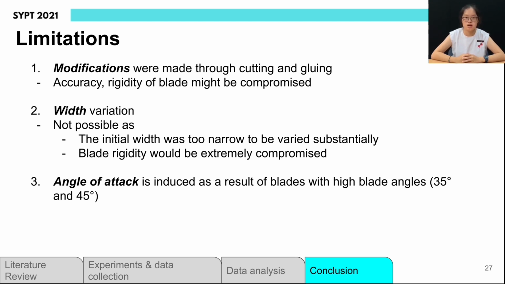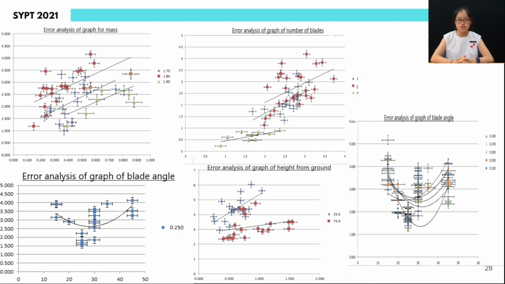Firstly, we made modifications to the blade by cutting and gluing the blades together. This meant that we could not be precise in the variables, as there is bound to be human error in altering the blades. However, due to factors such as the initial width being too narrow to be varied substantially, and the blade rigidity becoming extremely compromised when we cut off a long strip of plastic, the results were inconsistent and could not be used. Thirdly, there was an induced angle of attack when we altered the blade angles, which caused the data to be skewed. This is our error analysis.